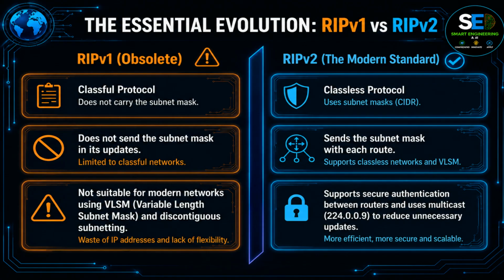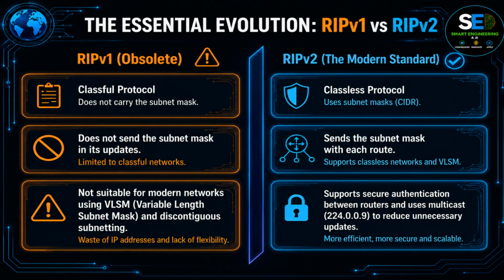Let's now compare RIP version 1 and RIP version 2. RIP version 1 is the original version of the protocol, but today it is considered obsolete. It is a classful routing protocol, which means it does not transmit subnet mask information in its updates. Because of this limitation, RIP1 cannot correctly support modern network designs using VLSM or discontiguous networks. This leads to poor flexibility and inefficient IP address usage.